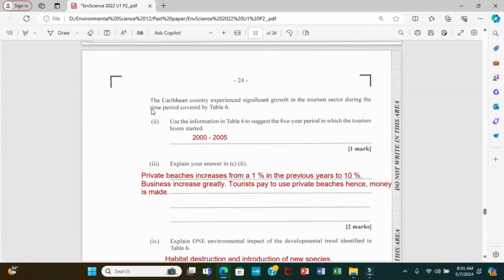Alright, it says the Caribbean country experienced significant growth in the tourism sector during the time period covered by table 6. Part 2 here says use the information in table 6 to suggest the 5-year period in which the tourism boom started. So of course guys, as we said earlier, the tourism sector increased, meaning persons started businesses with these beachfronts. They privatize them, develop them, make hotels, Airbnb, and all of that.